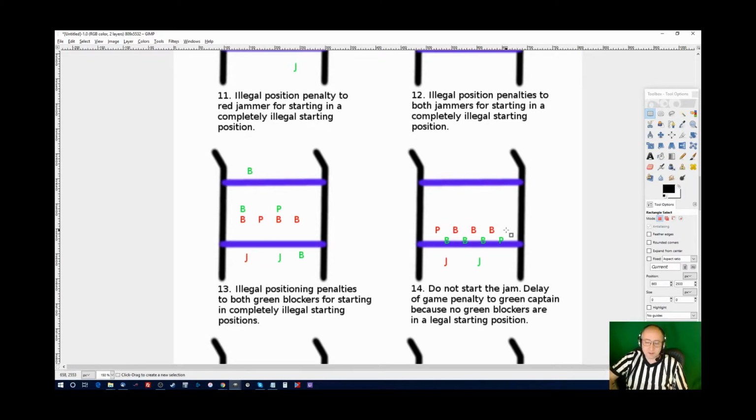Otherwise, delay of game penalty. Basically, they've got 30 seconds to get one person in position. If this is the starting position, they intentionally put themselves in there, usually to create some sort of no pack situation, some shenanigan. This is not what we want. That is not legal derby. We're going to issue the penalty. We're not even going to start the jam. They're not going to get any advantage. We're going to issue a penalty, so their captain goes to the box. Then we continue.